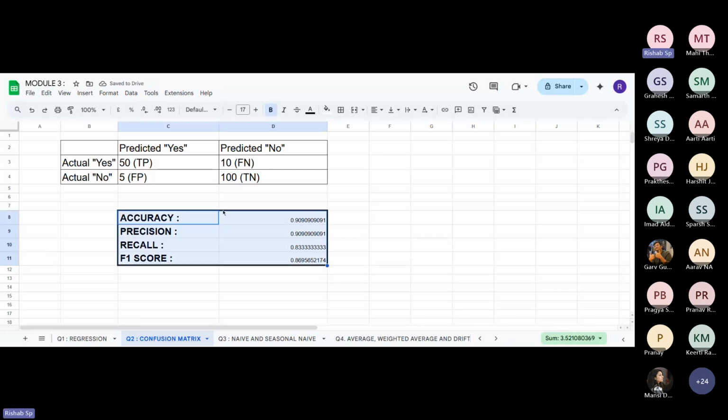So this is it. If you know these four formulas, you can directly put the values and find the answer to whatever question you get. Simple, right? Can you please explain F1 score once more, Rishabh? I just have a doubt before you explain.